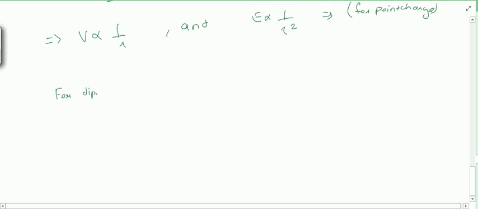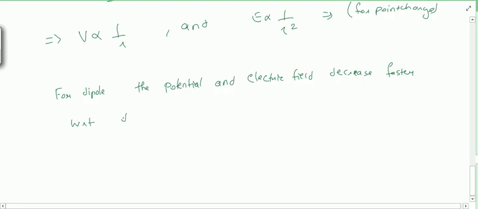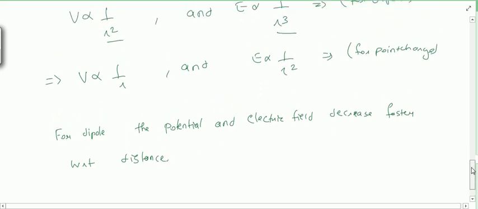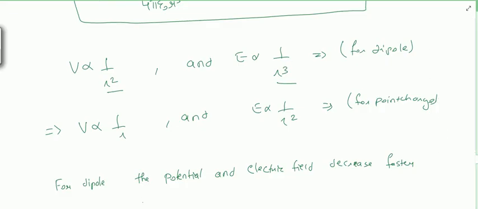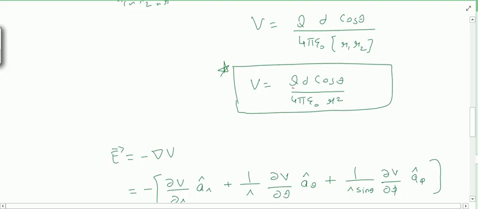For a dipole, the electric potential and electric field decrease faster with respect to distance. So if the distance is increased, the electric potential and electric field due to a dipole will decrease faster as compared to a point charge. Okay, now here if you see, what is this?